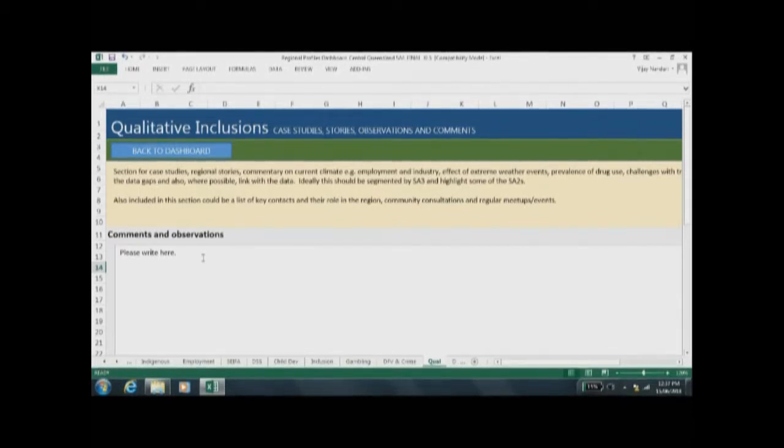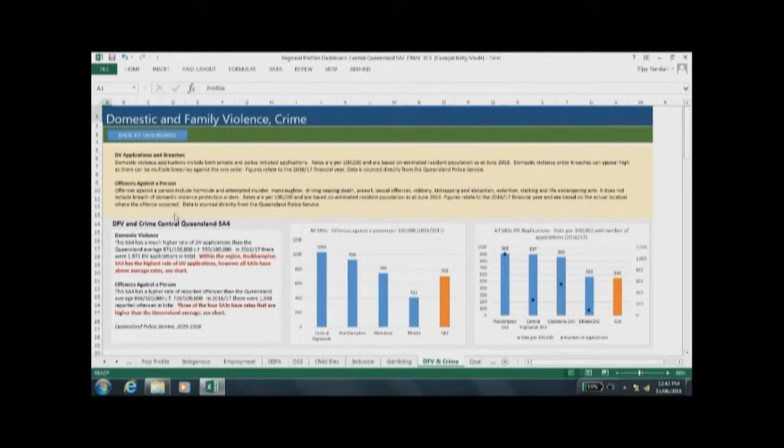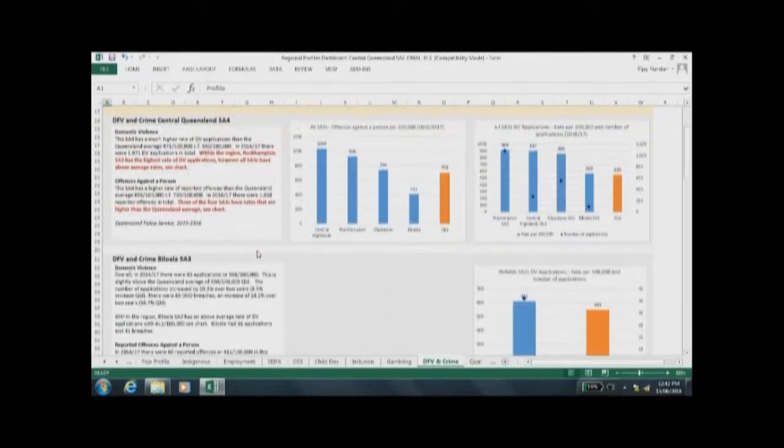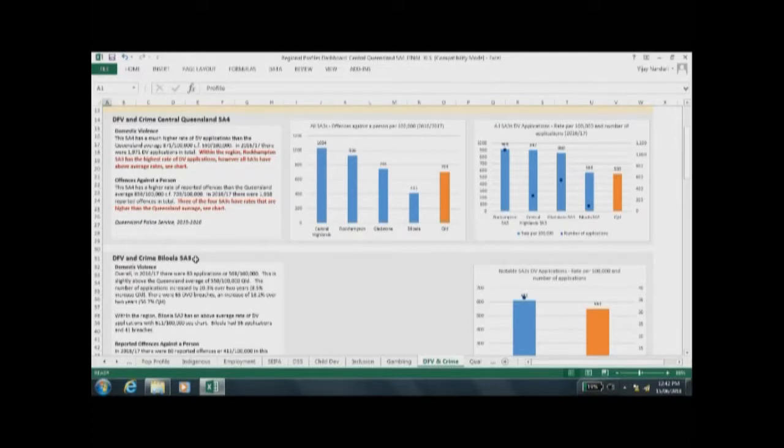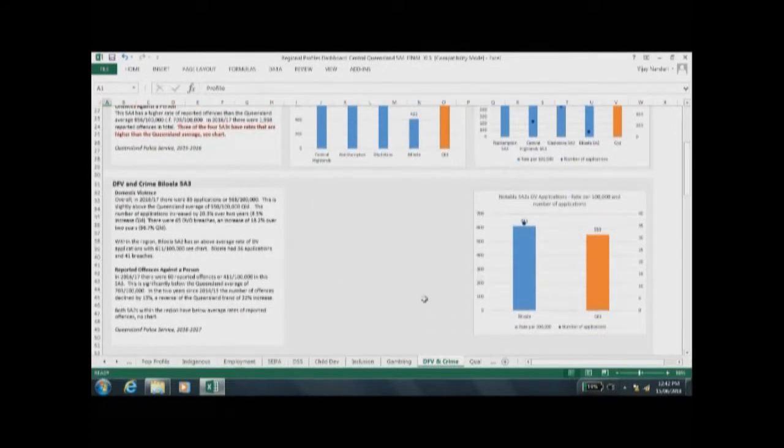This is a very important aspect of the profiles, as it helps to build essential grassroots knowledge of the region. Under each topic tab and where possible, information is first presented at the SA4 level, and then it is followed by information at the SA3 level. Noteworthy SA2s are presented within each SA3.